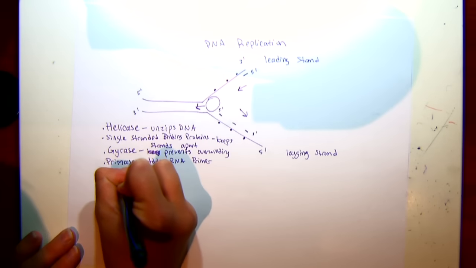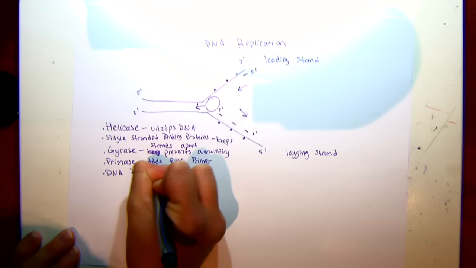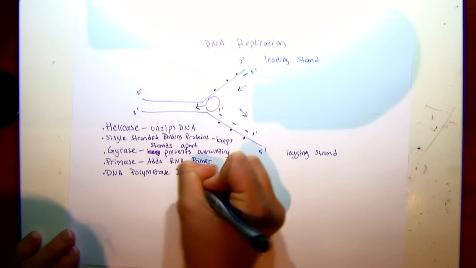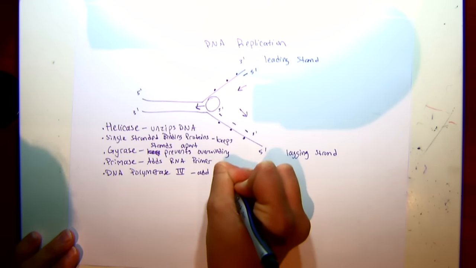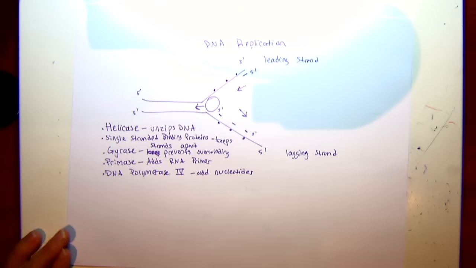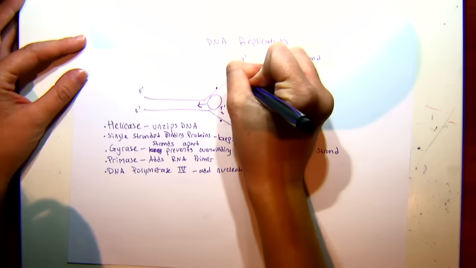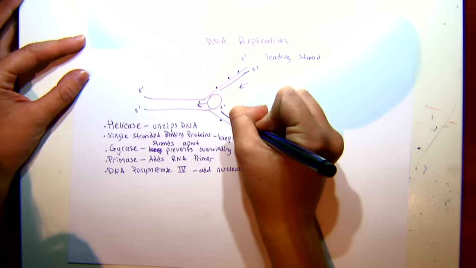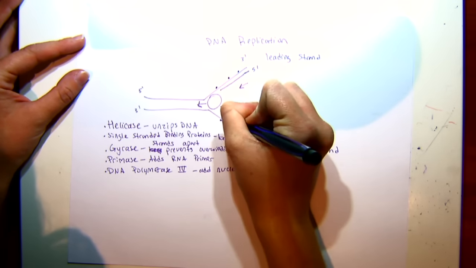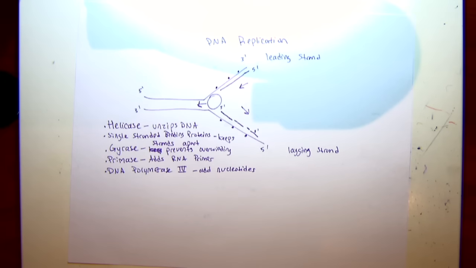We can use DNA polymerase 3 to add nucleotides. So DNA polymerase 3 comes in, it finds the primer, and from there, it can synthesize the rest of the DNA strand. But we still have some problems on the lagging strand because we still have a bunch of RNA primers in there, and we need to do something about that.